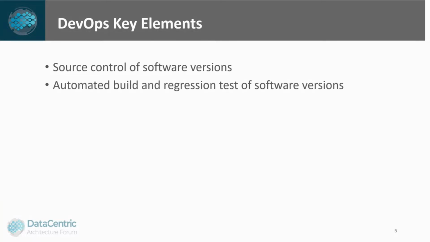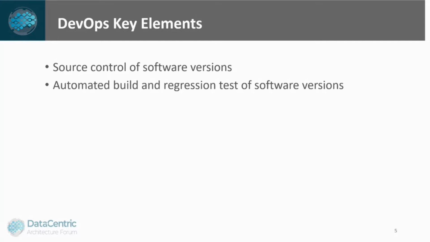Then there's the automated build and regression test of software versions. So not counting on some human in the loop to sit there and kind of do it on the computer and you hope they did it, but how do we automate that so that when the software changes, we can automatically build it faster and more consistently, that we know every time we make a change, we have a new build version that's ready to go.